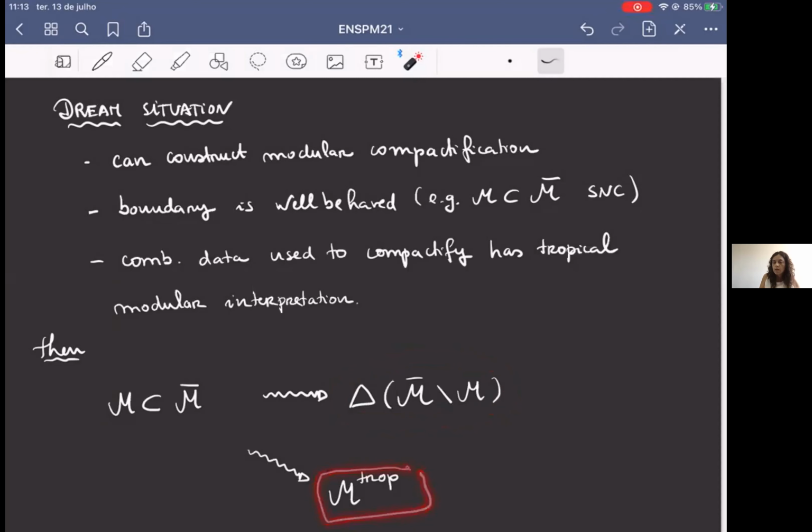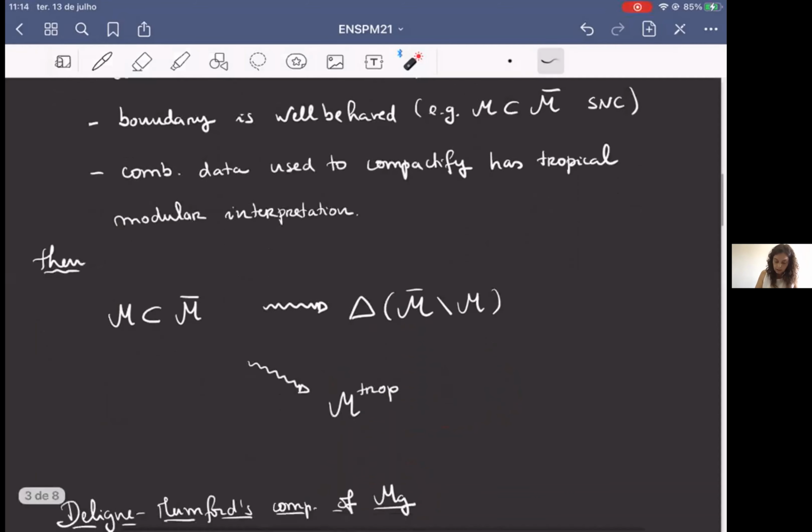And the fact that you have a modular interpretation for the points of your variety is, of course, very helpful when you want to, for instance, compute integrals or compute invariants, this kind of thing. So this is the dream situation, which actually really holds very frequently. And this is the story I want to tell you.